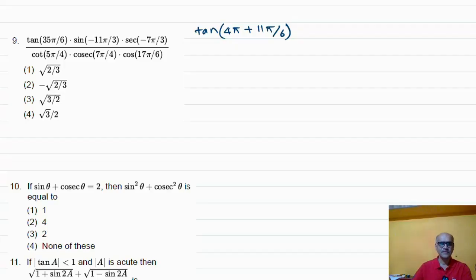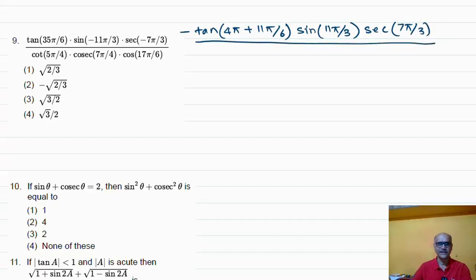If minus comes inside sin, minus comes outside. So I will be writing minus here. This is sin 11 pi by 3. Similarly if minus comes inside secant, minus goes. So it will be secant 7 pi by 3, whole divided by 5 pi by 4. Next, change. So I will keep it as it is, 5 pi by 4. Then cosec 7 pi by 4.